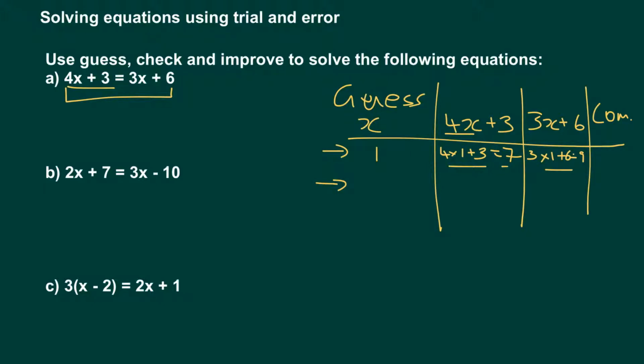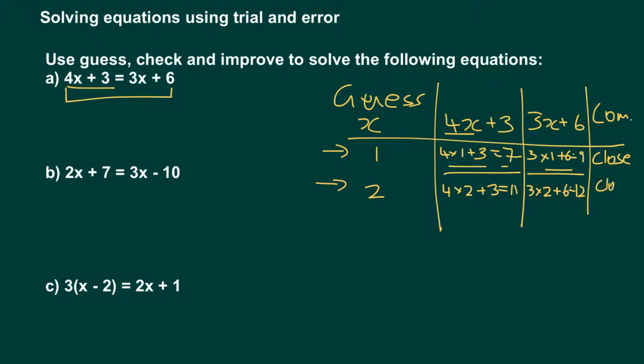So as we can see, guys, our answers are actually really close to each other. So the comment could be they're really close. That just tells us that we're pretty close to the answer already, just from our first guess. So since we've tried 1, why don't we try 2 this time and see how we go? So 4 times 2 gives us 8, plus 3 gives us 11. And then similarly, 3 times 2 gives us 6, plus 6 gives us 12. So 11 and 12, again, even closer.